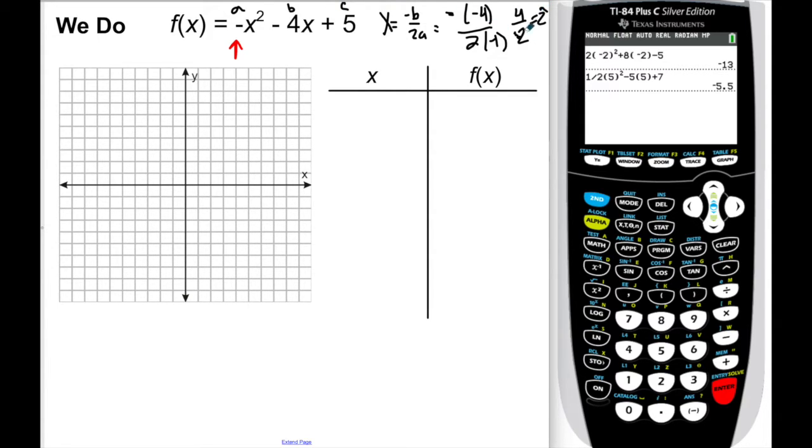And it kind of makes sense, right? Because if b is negative, it becomes positive. But then look, a is negative. So when you divide this, it should end up becoming negative again. So negative 2. So we're over on this side of things.